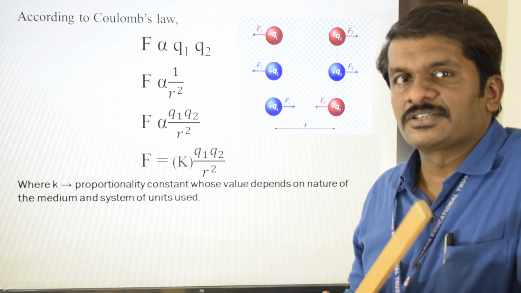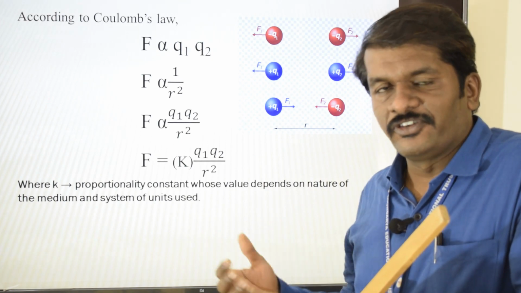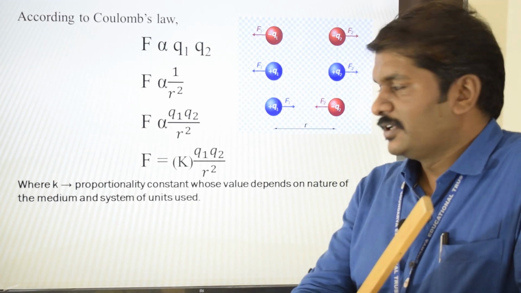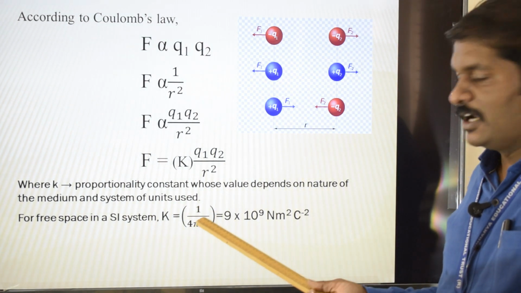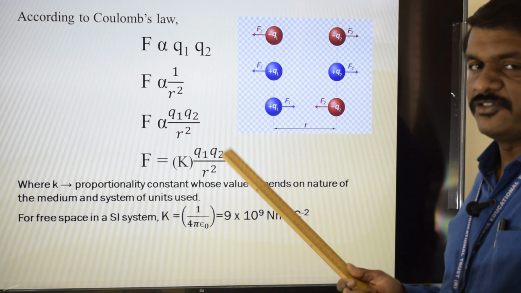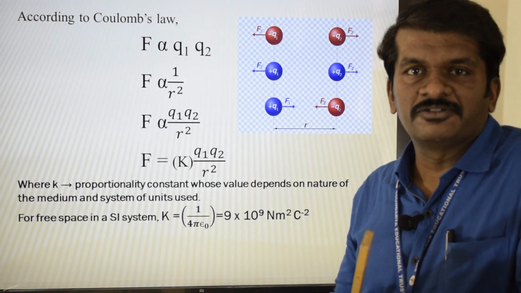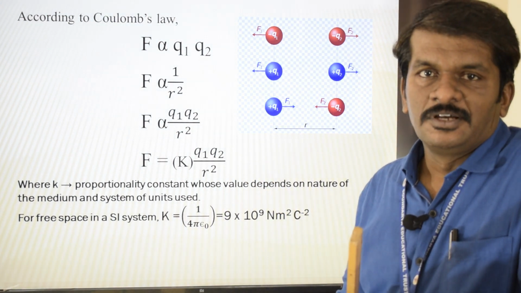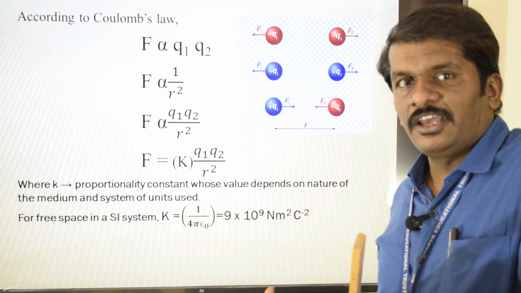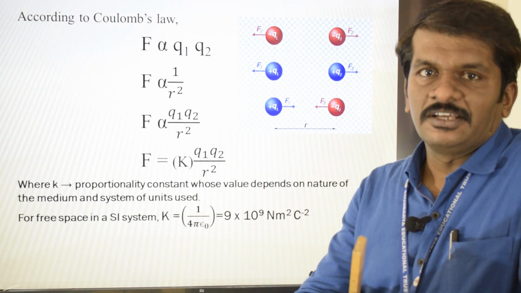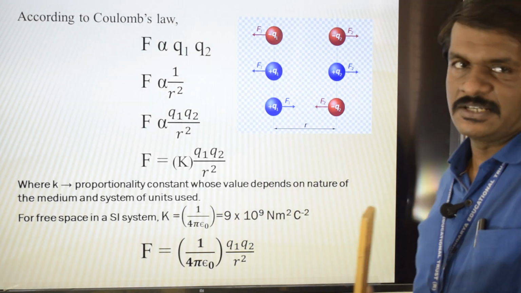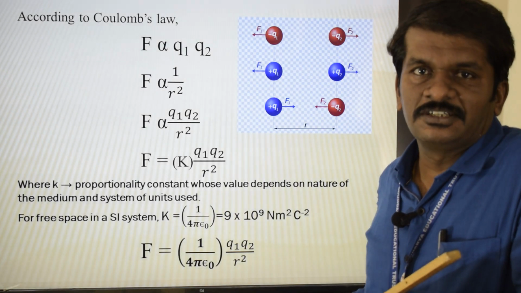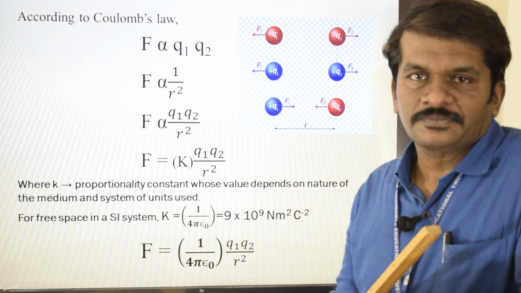For our convenience, if we take free space and the SI system, the value of K is given by 1 by 4 pi epsilon naught. The value is equal to 9 into 10 to the power of 9 newton meter squared per coulomb squared. If we substitute the value of K in that expression, we get F equals 1 by 4 pi epsilon naught Q1 Q2 by r squared. So this equation is for free space.